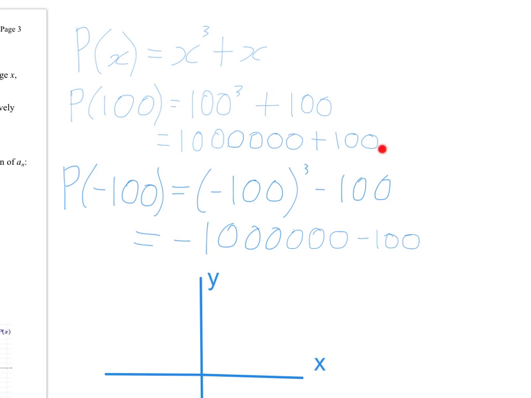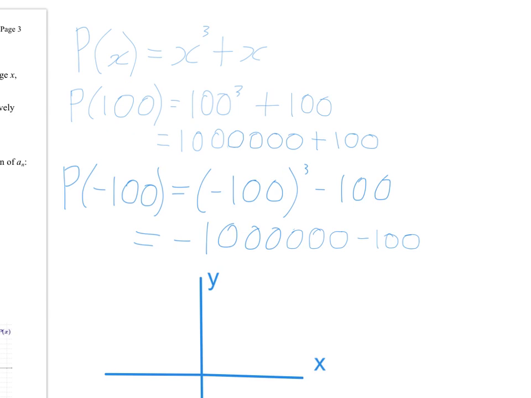In this example, it's a very large positive number. This 100 cubed gives us 1,000,000, and then plus 100 is over here. The plus 100 isn't really that important compared to the million. So this x part here isn't really important. It's the x cubed that's the important part. And that x cubed is the leading term. When you look at a polynomial and you want to know about the end behavior, that leading term is the important part. That tells you what's going to happen when x is a really large number.